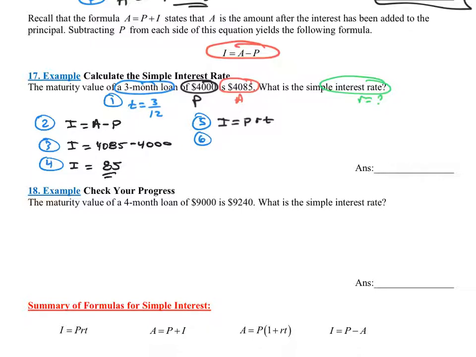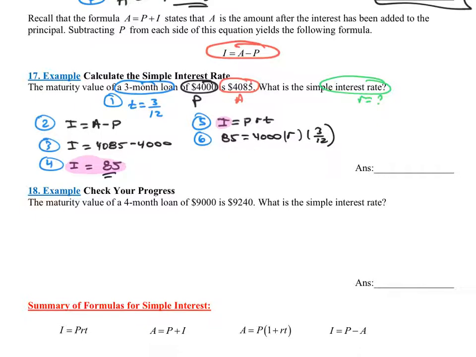Step 6, plug in the numbers we know now. The numbers we know now is I is 85. And let me go ahead and highlight that for you. So we found I equals 85. I'm going to plug that into the formula. So P, the initial amount, was 4,000. R, we don't know. And T, we know is 3/12.